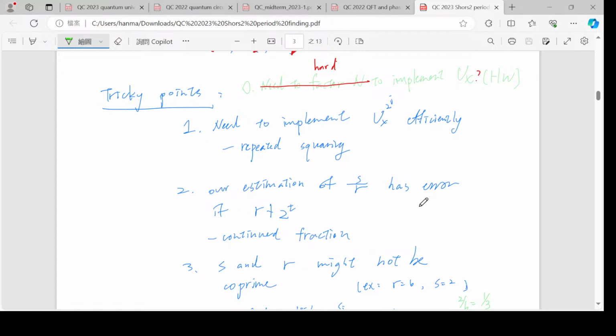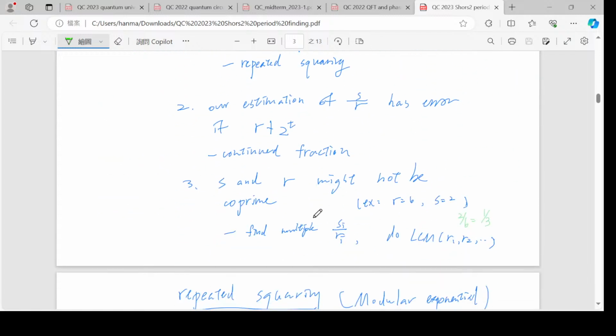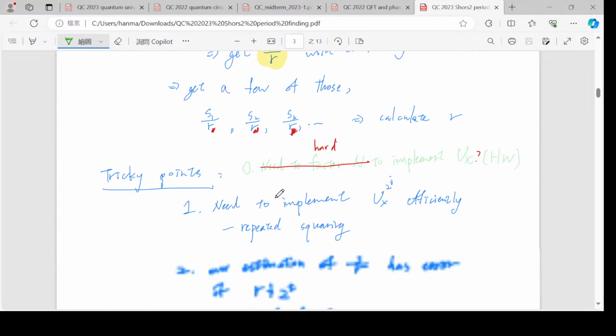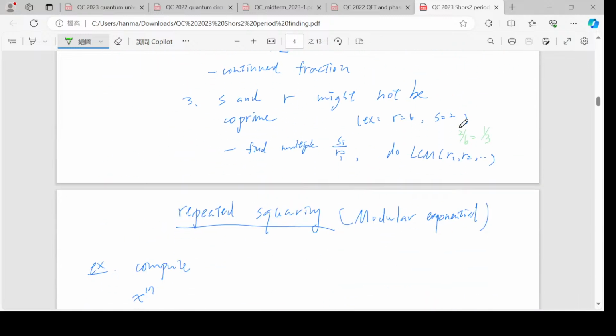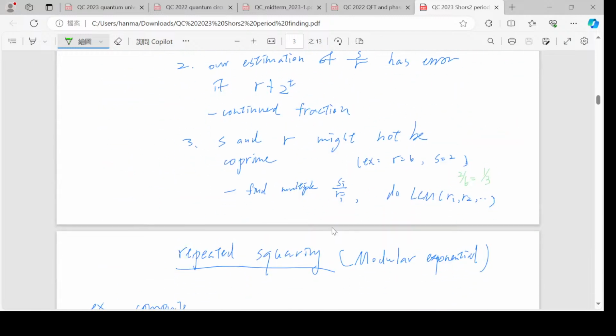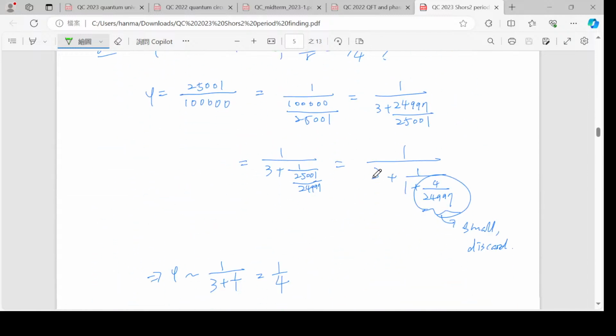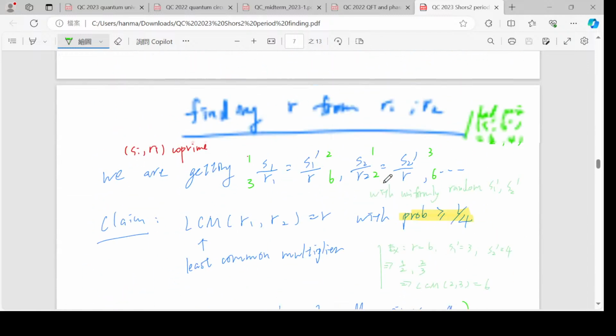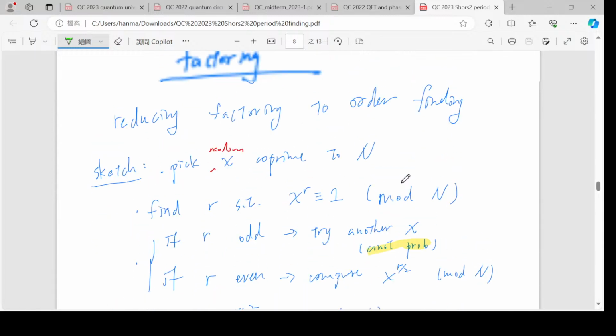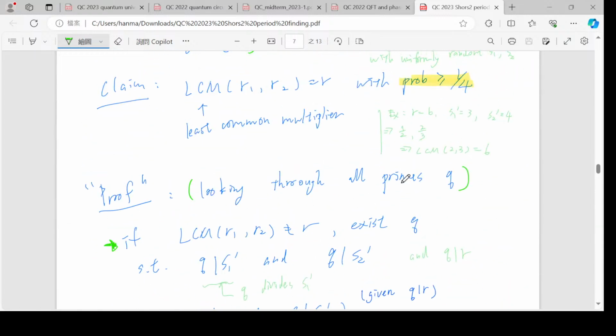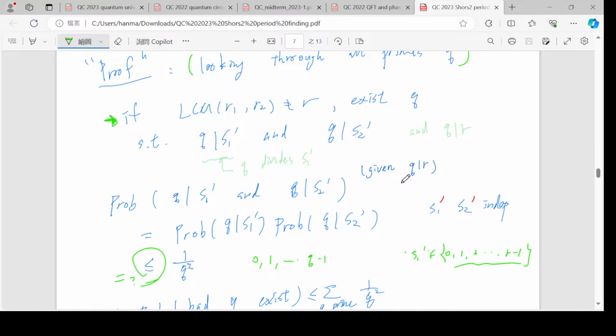And finally, S and R might have a common factor. So when you get S over R, you don't know R exactly, because 2 over 6 actually equals 1 over 3. So you will think R is 3 instead of 6. To fix this, you draw multiple S over R and take the least common multiple of those R. And so we see those details, and finally now we believe that we can do order finding. Any questions so far?